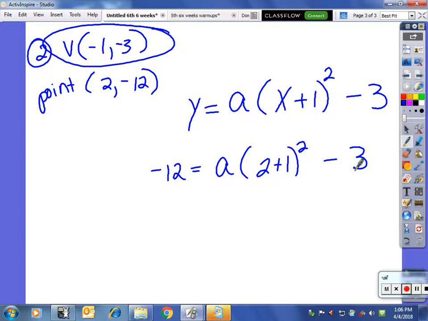All right, now, all I did in the first 2 steps: the first step I plugged in H and K. The second step I plugged in the random X and Y value I gave you. Now we're about to actually start solving the equation. What is 2 plus 1? 3. And 3 squared is 9. So this becomes A times 9. Are y'all okay if I just write that as 9A?